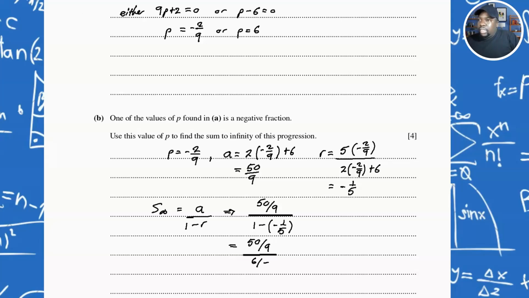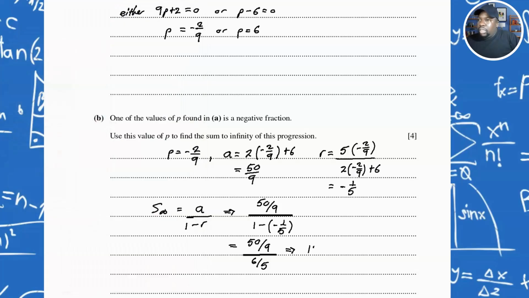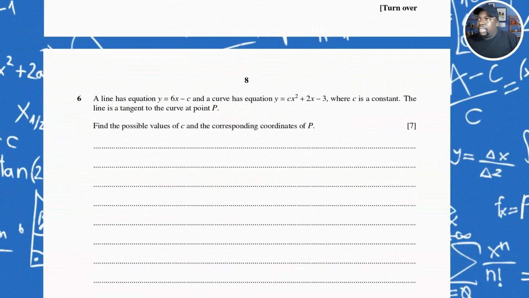Right? So let's do the division. And we get 125 over 127. So 125 over 127 is the answer. That's the sum to infinity right here. And that's how we do it. All right, let's go on to the next question, number 6.